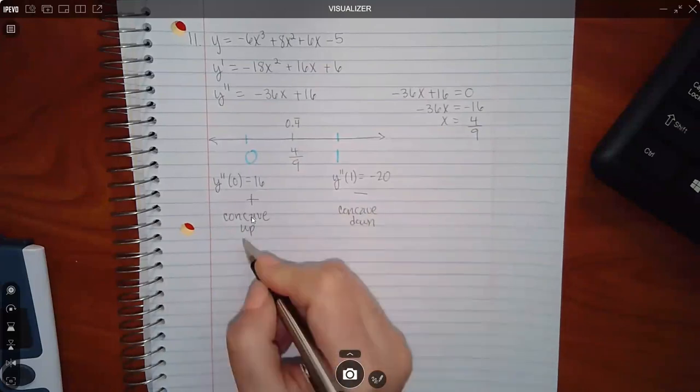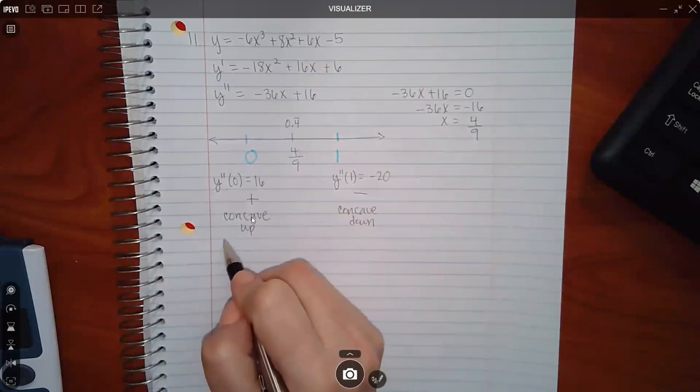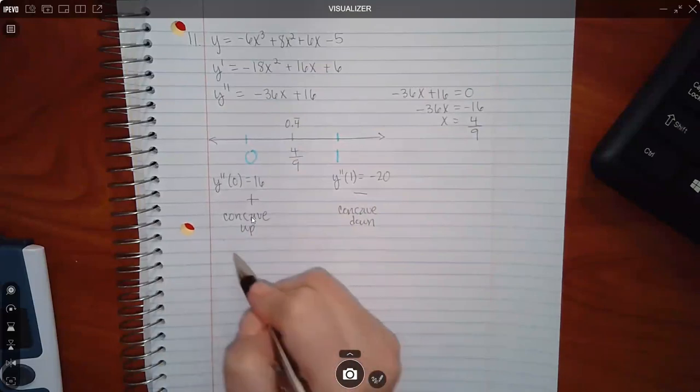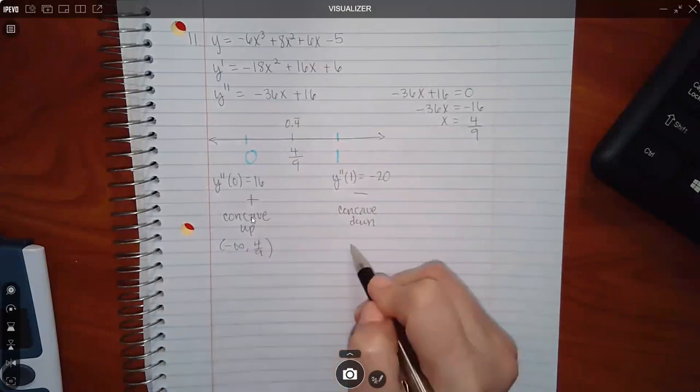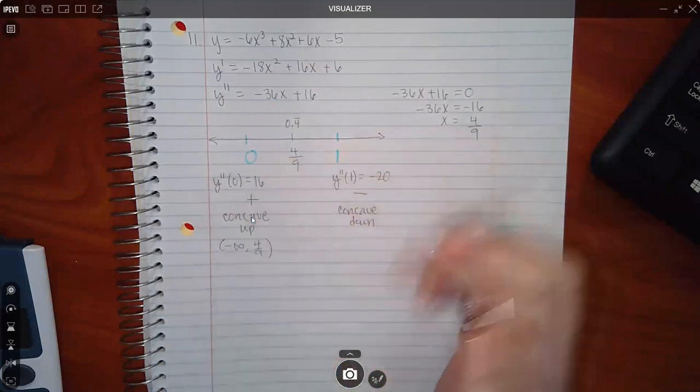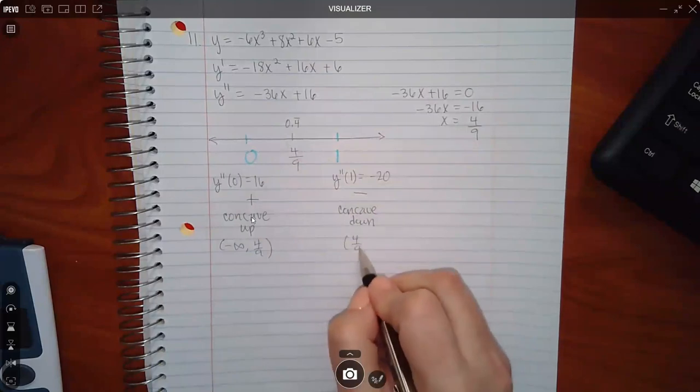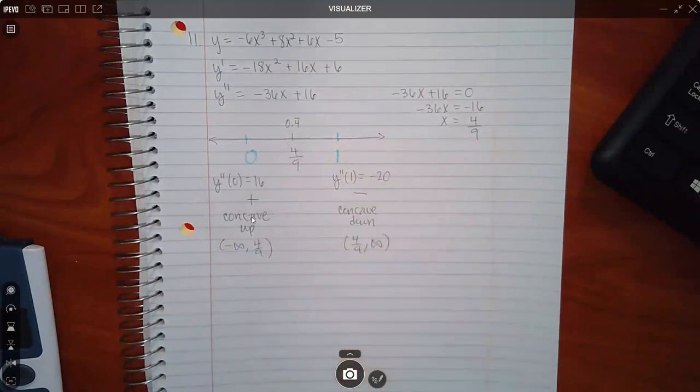So what are the intervals for concave up? It's from what to what? Negative infinity to 4/9. And then concave down this side? 4/9 to positive infinity.